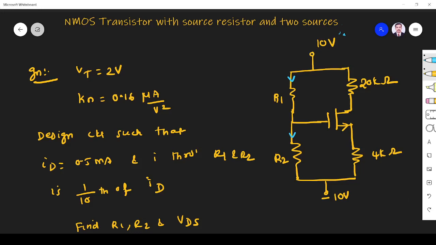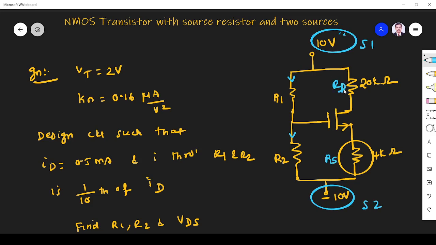Hi friends, in this video let us learn how to solve problems whenever we have a MOSFET with a source resistor and two sources. Here you see we have source resistor RS and we have two sources. One source is here and another source is here, right? For this source 1, we have source 2 and source resistor RS.